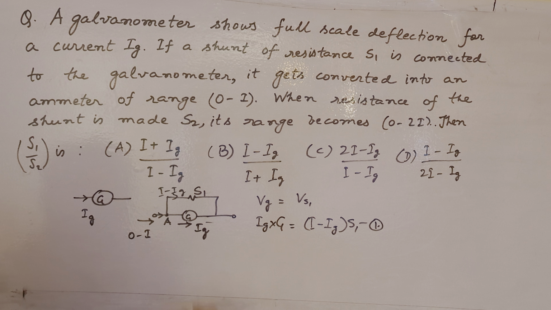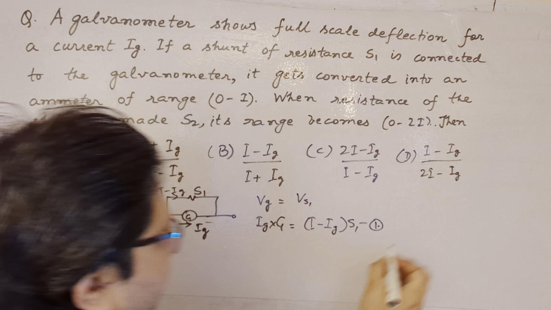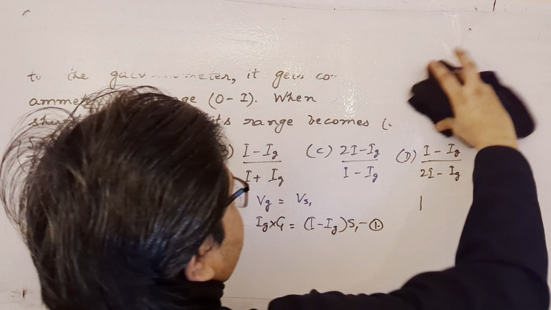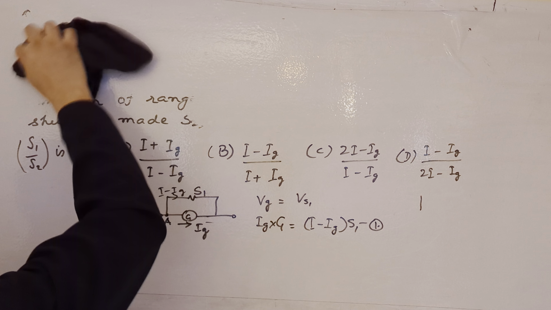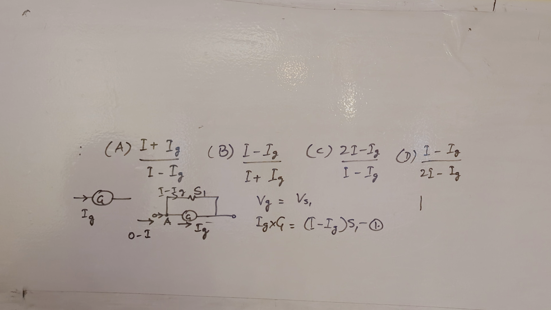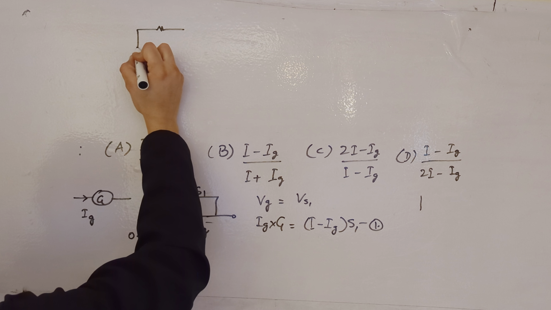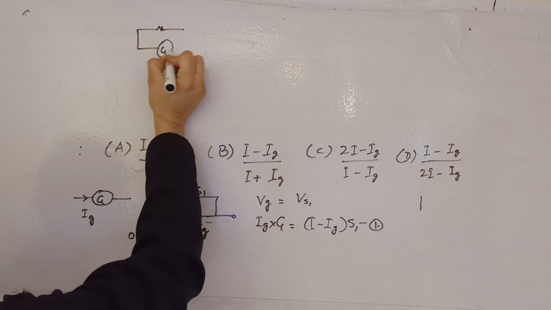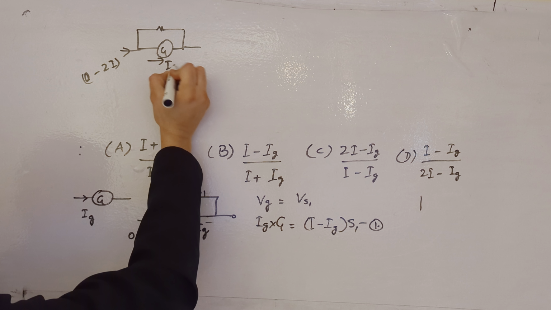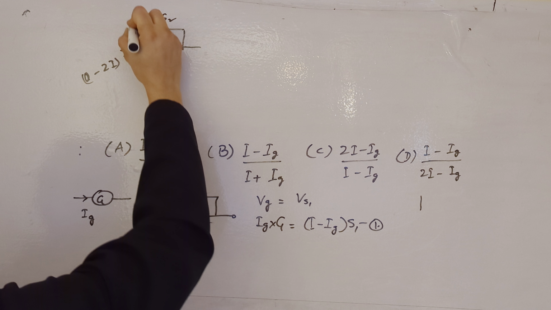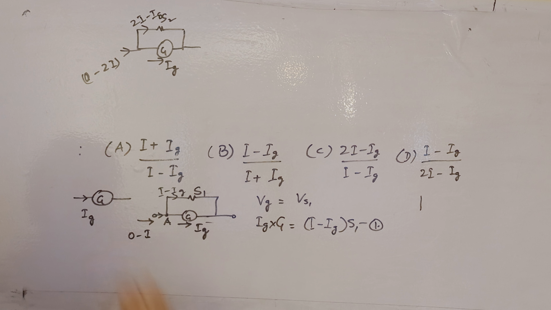Similarly, for the second case, when the shunt S2 is connected, the range changes. You can draw the diagram here. There is a shunt S2 connected across the galvanometer, and the maximum current of 2I is flowing into it, that is, the range is 0 to 2I. The same full scale deflection current Ig flows in the galvanometer, so the shunt S2 carries a maximum current of 2I minus Ig for full scale deflection.